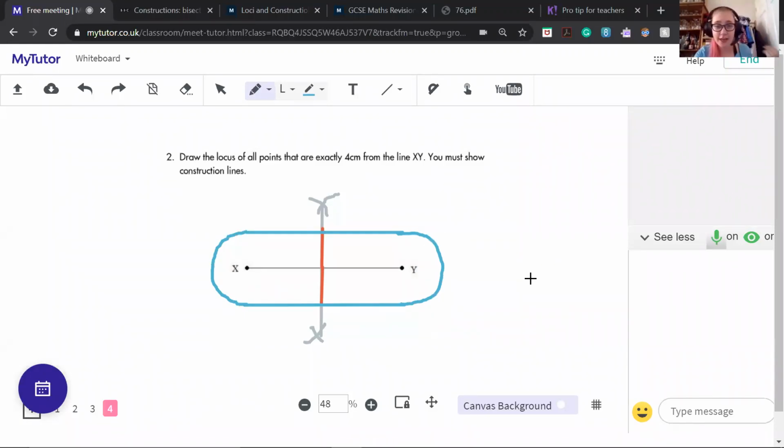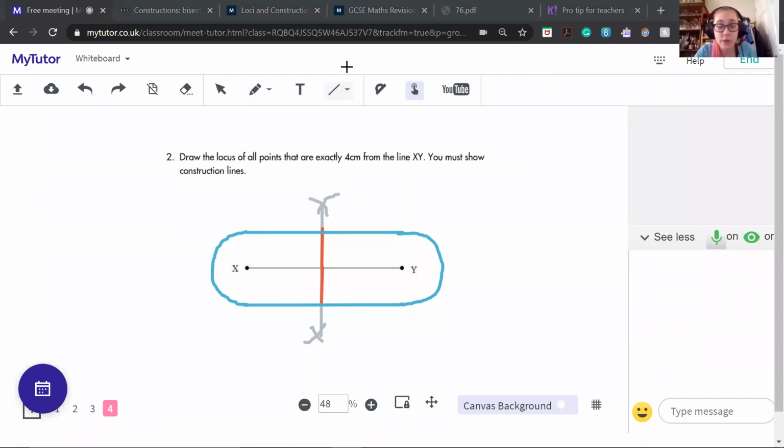If you think about it, all of the points on that are exactly 4 centimeters from this line, XY. And the only construction that we actually had to do there was finding the bisector so that we could measure exactly 4 centimeters away at a right angle. Then we could draw parallel lines and just finish it off with some circles at the edges.